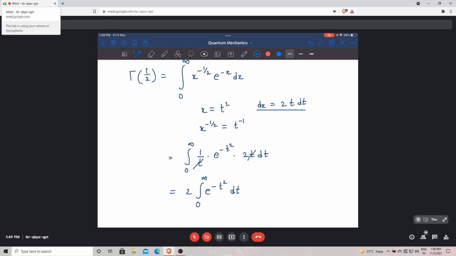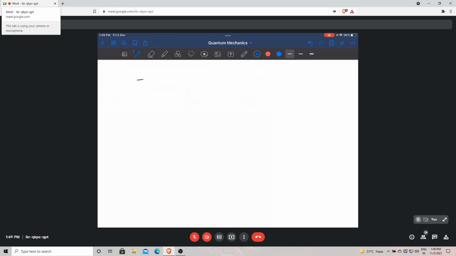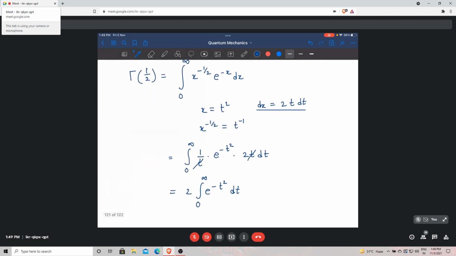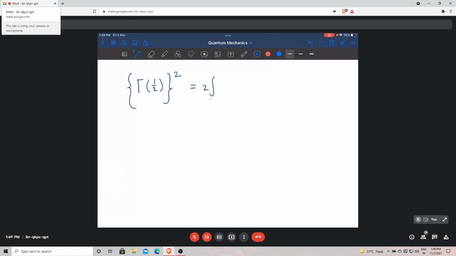Now we can't figure out this integral directly, and we don't know how it looks. For this, let me evaluate gamma half squared. Gamma half is 2 times the integral 0 to infinity of e to the power minus t square dt. So I write 2 times the integral 0 to infinity e to the power minus t square dt, and that's squared, right?